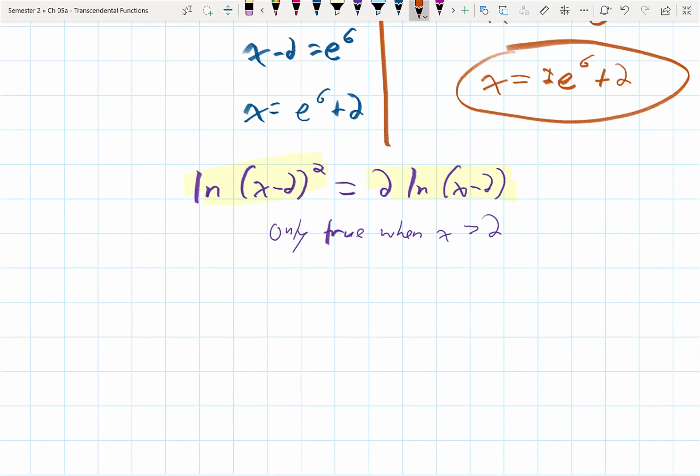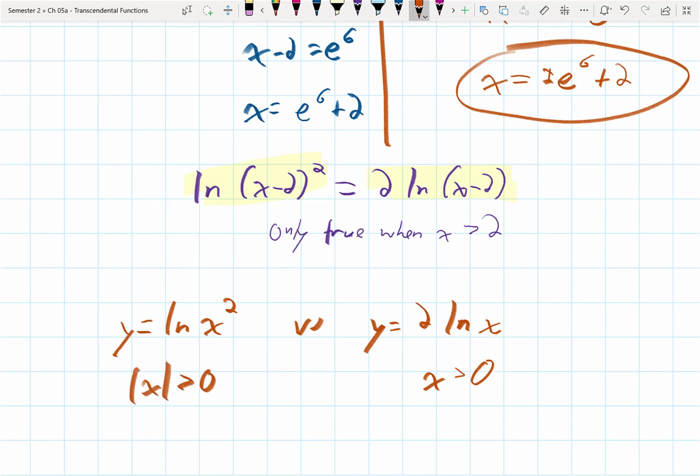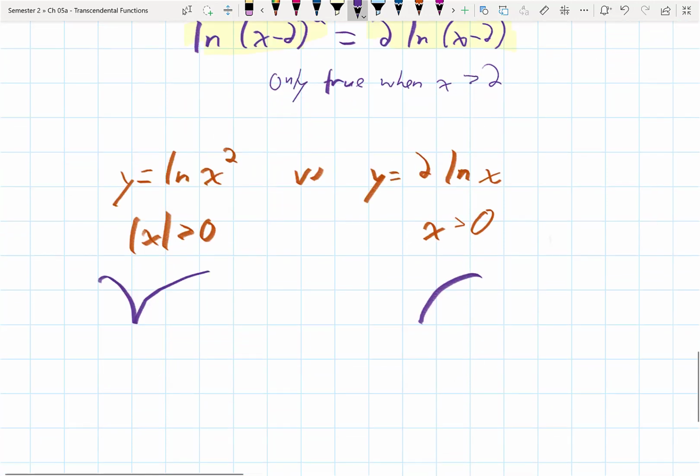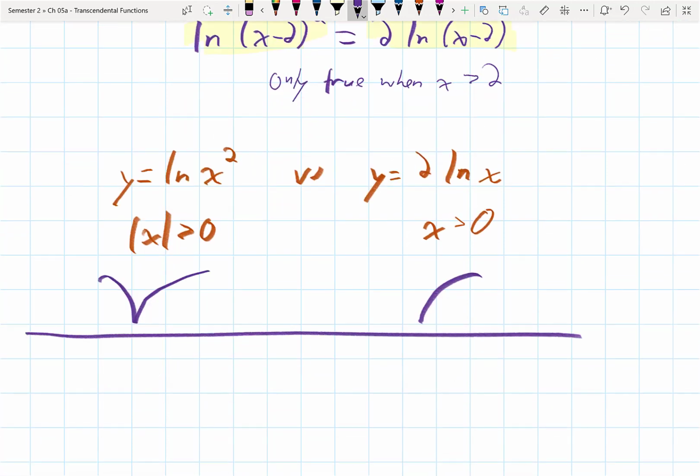For instance, if I graph y equals ln of x squared versus y equals 2 ln of x, on the right side, x must be greater than 0. And on the left side, the absolute value of x must be greater than 0. They have different domains. This one on the left side looks like this, and the one on the right side just looks like the right half of it. So they're not always the same, and there's not a lot we can do about that right now. It's just building some instinctual awareness of that.